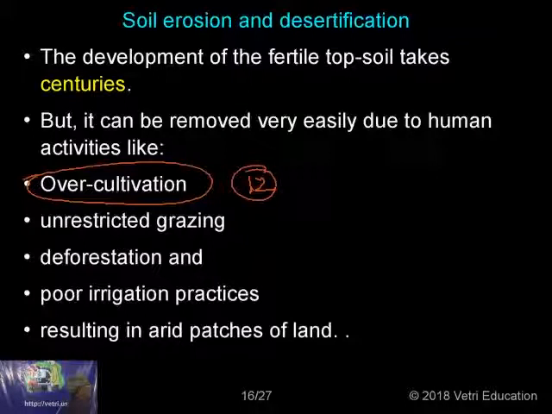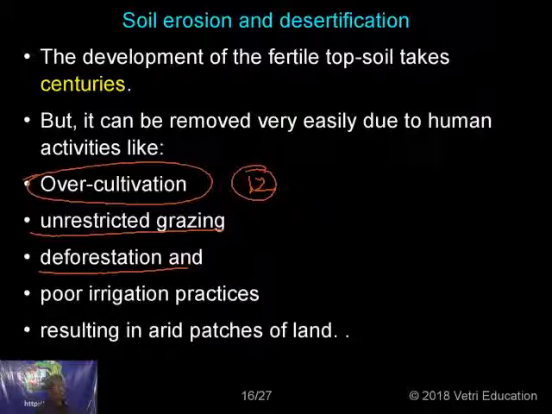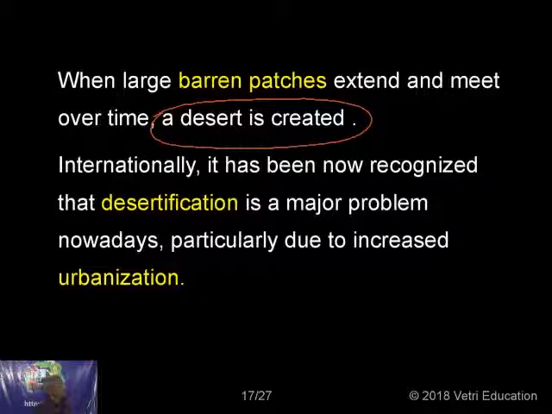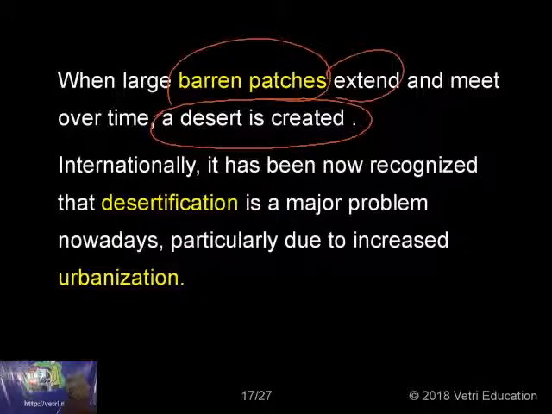months. Then there is unrestricted grazing by the cattle. Deforestation is taking place continuously, and you are also giving poor irrigation to the soil. Because of these factors, soil is getting eroded. When large barren patches extend and meet over time, a desert is created. So, how is a desert created? Barren patches extended and meeting over a long period become a desert.